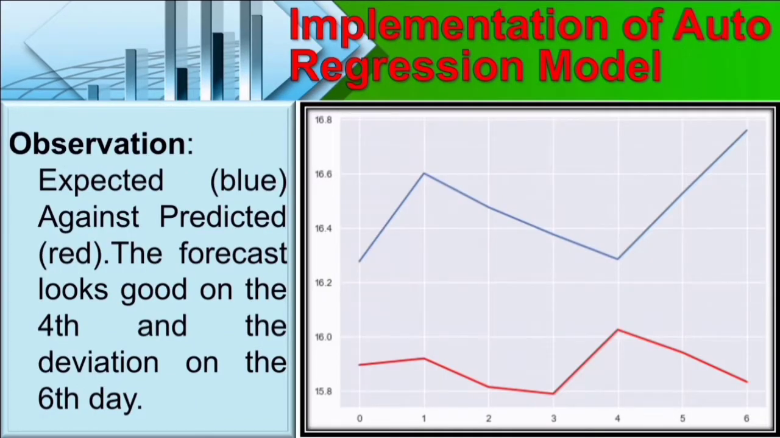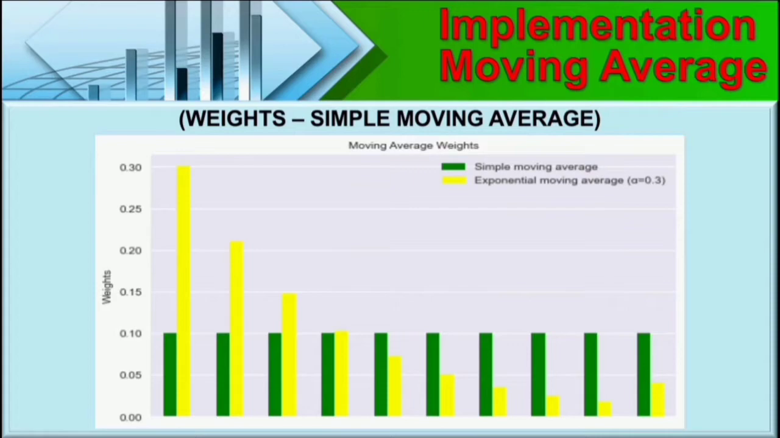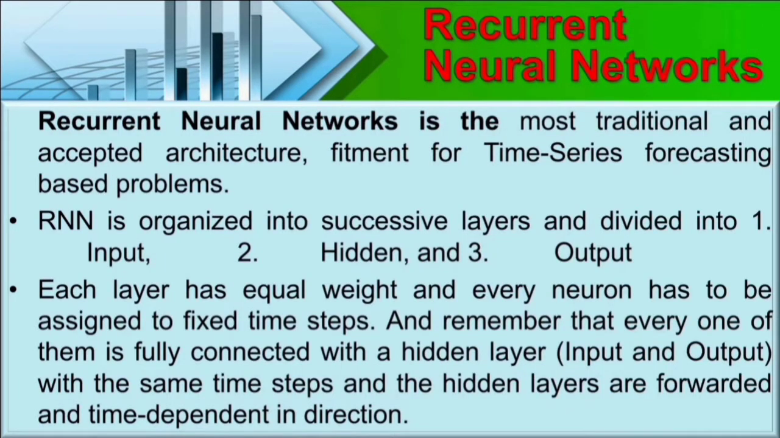Implementation of autoregression model. Observation. Expected in blue against predicted in red. The forecast looks good on the 4th day and deviates on the 6th day. Implementation of moving average: weights to simple moving average. In this graph, the green line represents the simple moving average and the yellow line the exponential moving average where alpha is equal to 0.3.